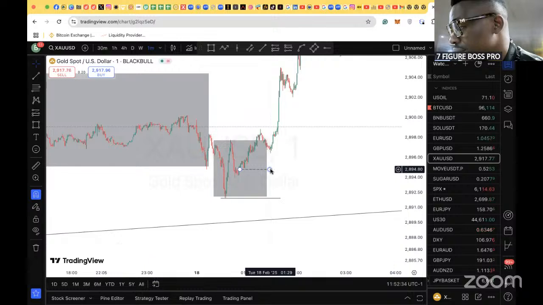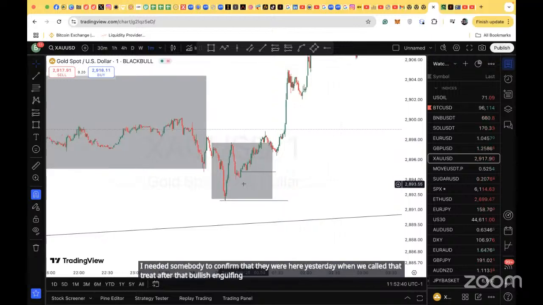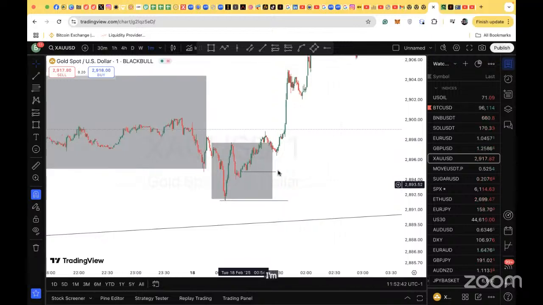I needed somebody to confirm that they were here yesterday when we called that trade after that bullish engulfing on the 1 minute. I'm here, but I did not take the trade. We were here.